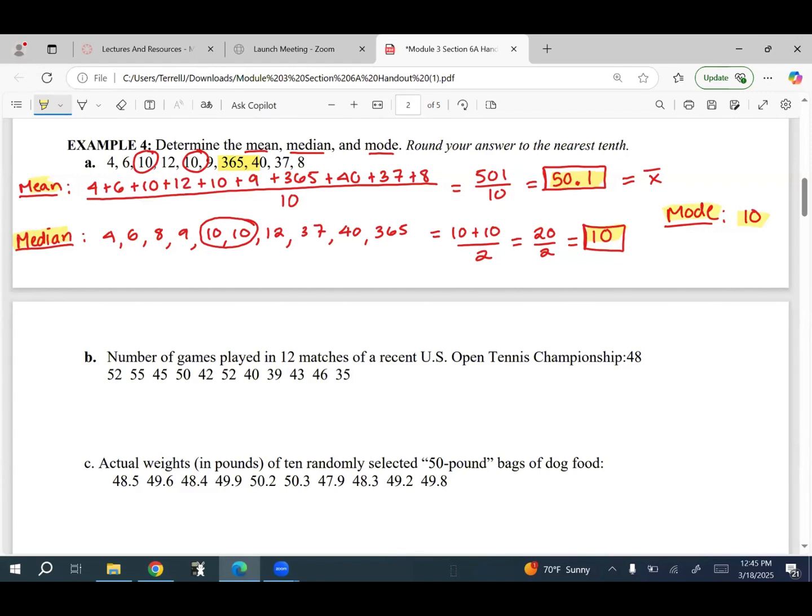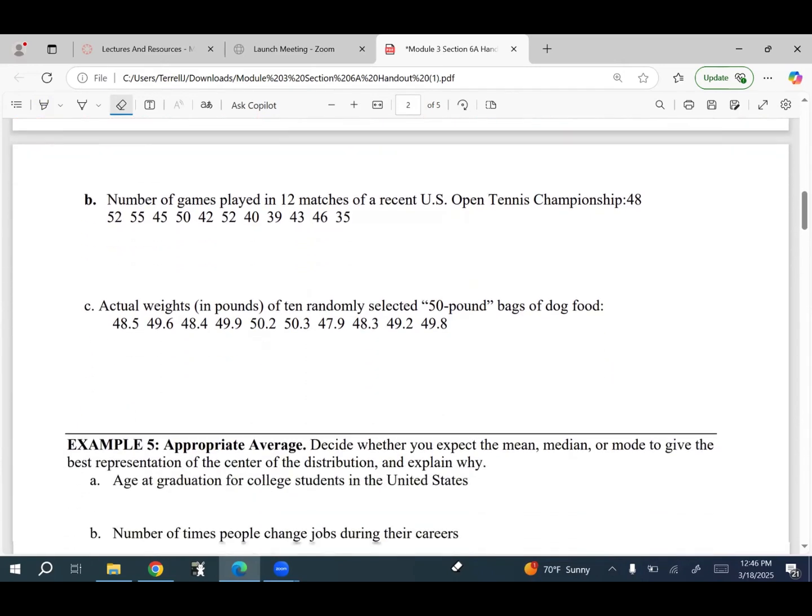That's what we saw above in our notes. And you see here, because when you find the mean, you're adding all the data values, including that extreme value, 365. That is why the mean is affected. It is drastically higher than the median or mode would be. Let's look at B.